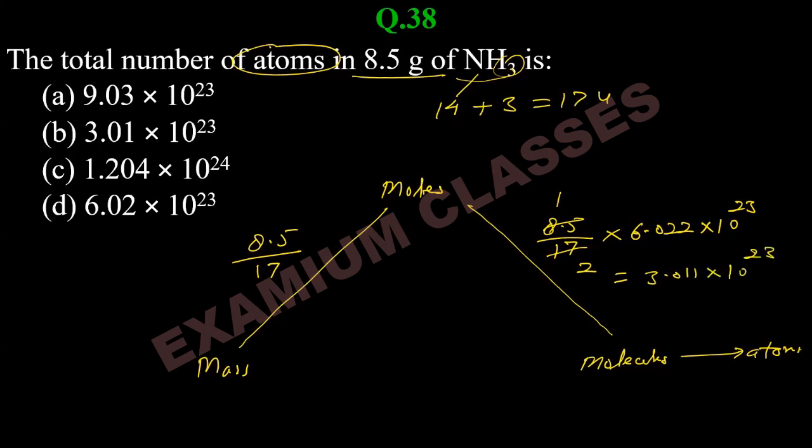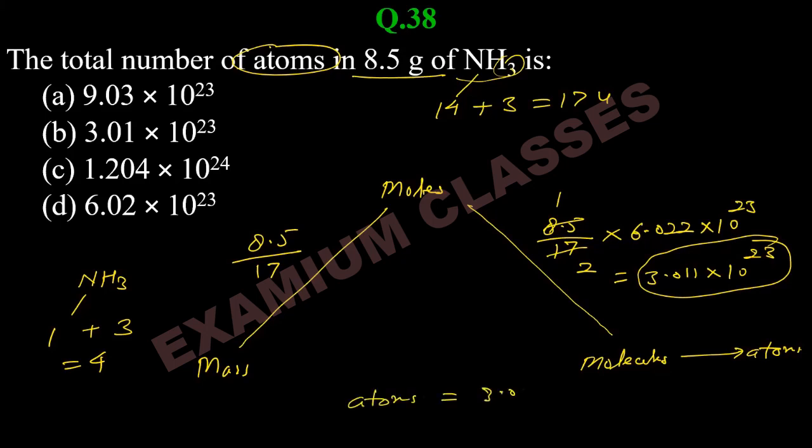There are 4 atoms in one molecule. NH3, 1 plus 3, that is 4 atoms. It means you have to multiply this by 4 to get the number of atoms. So atoms will be number of molecules multiplied by 4. That is 12.04 into 10 power 23. That is 1.2 into 10 power 24. Yes, sir.